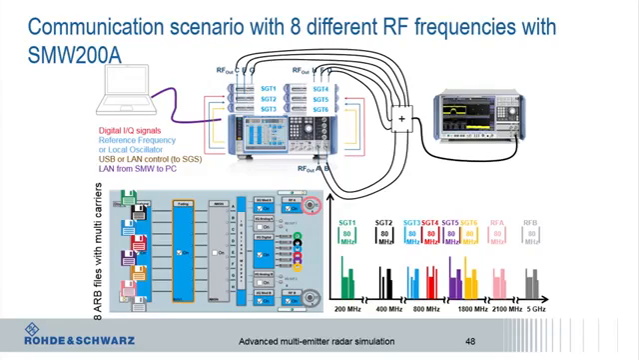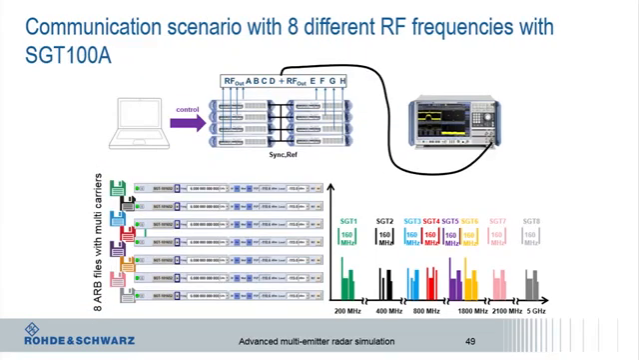So you see all the 8 signals coming out of the SMW and the SGTs according to their carrier frequency. In this test case, they can all have an instantaneous bandwidth of 80 MHz. If you want to simplify your setup, you can also use the SGT signal generator standalone. In this case, you also generate all the waveform files, you transmit them to the individual signal generators, and output them there.